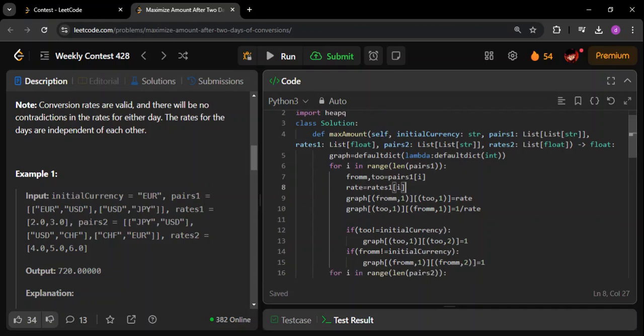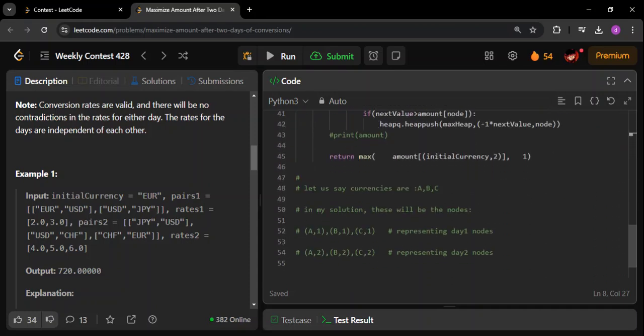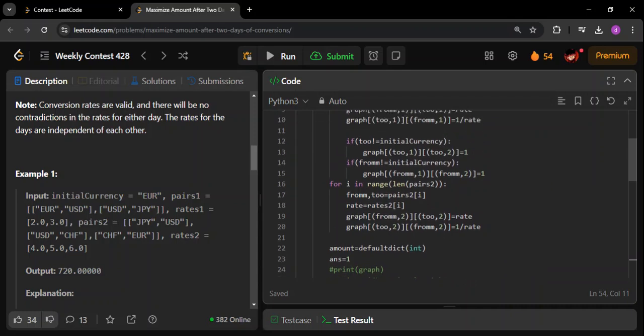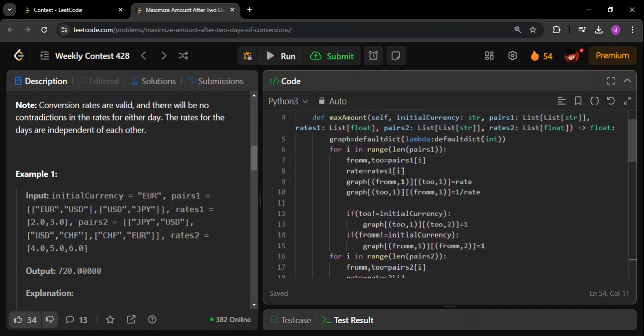Now, the other part that I mentioned to you is this one. If you see here, every node in day 1, for example B in day 1, should be connected to B in day 2. For that reason, I'm using this particular part. When I'm processing the day 1 nodes, I'm making the connection. For example, the to node in day 1 is going to be connected to the to node in day 2 with a weight of 1.